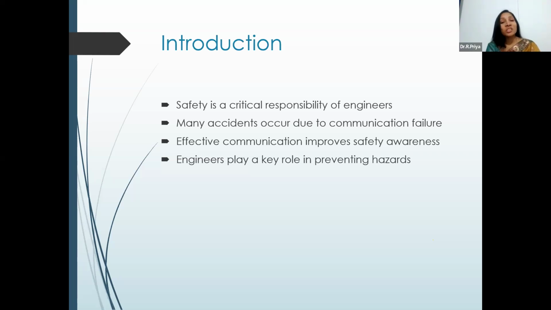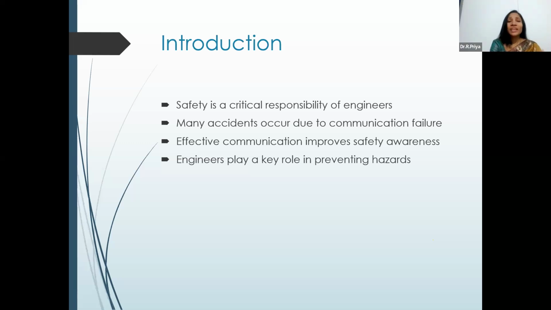Then another point is that engineers play a key role in preventing hazards. Engineers act as a link between management and workers. They are responsible for identifying hazards, explaining the risks, and ensuring safety procedures are followed. Engineers must communicate the safety rules very clearly, ensure workers understand the instructions, and take immediate action on unsafe conditions. For example, if an engineer notices exposed electrical wiring, timely communication and corrective action can prevent a serious electric shock or fire accident.